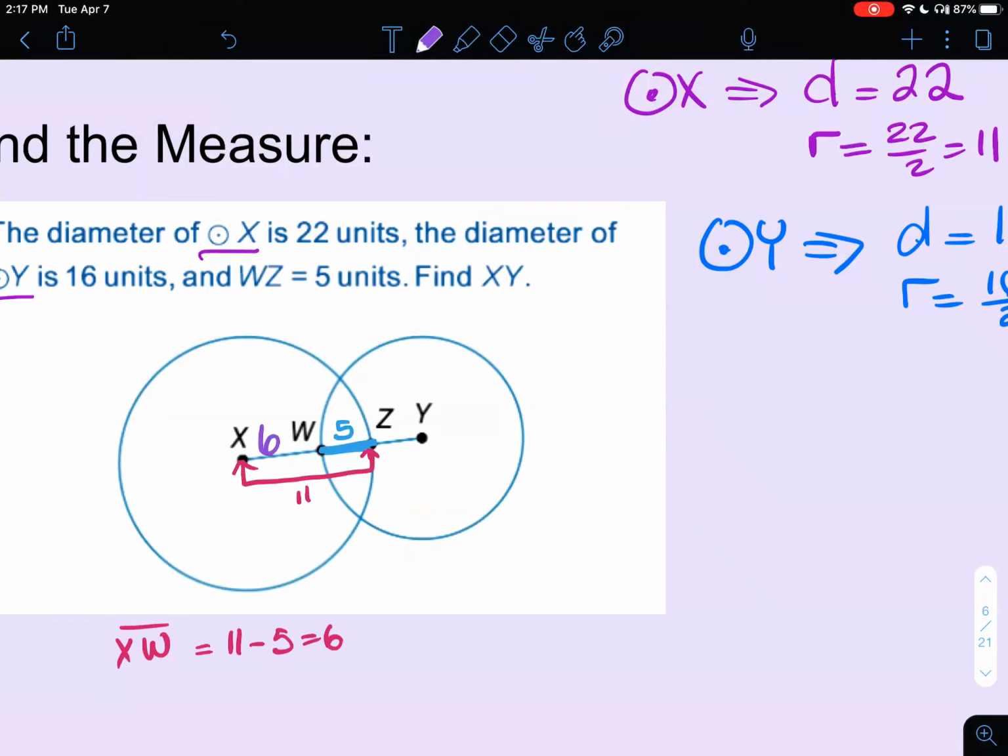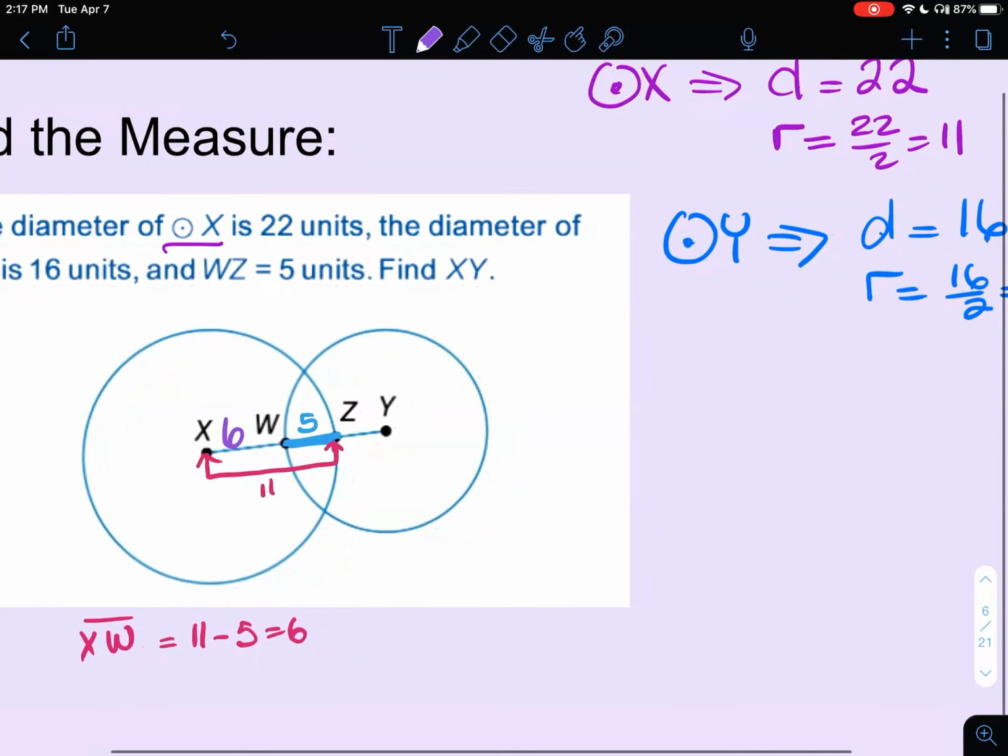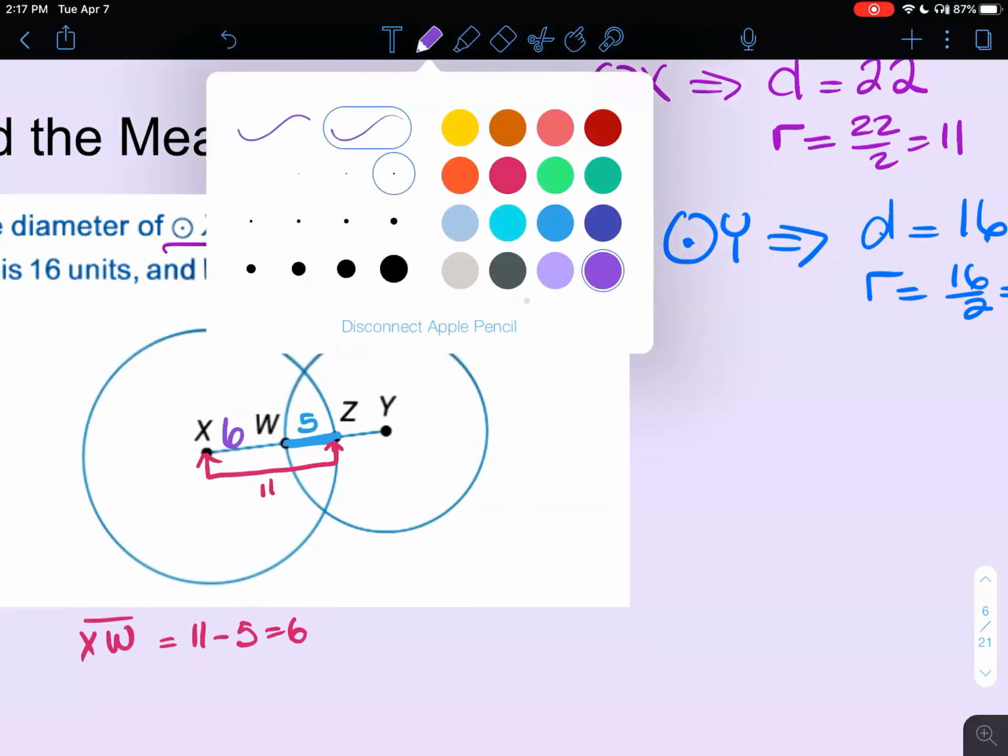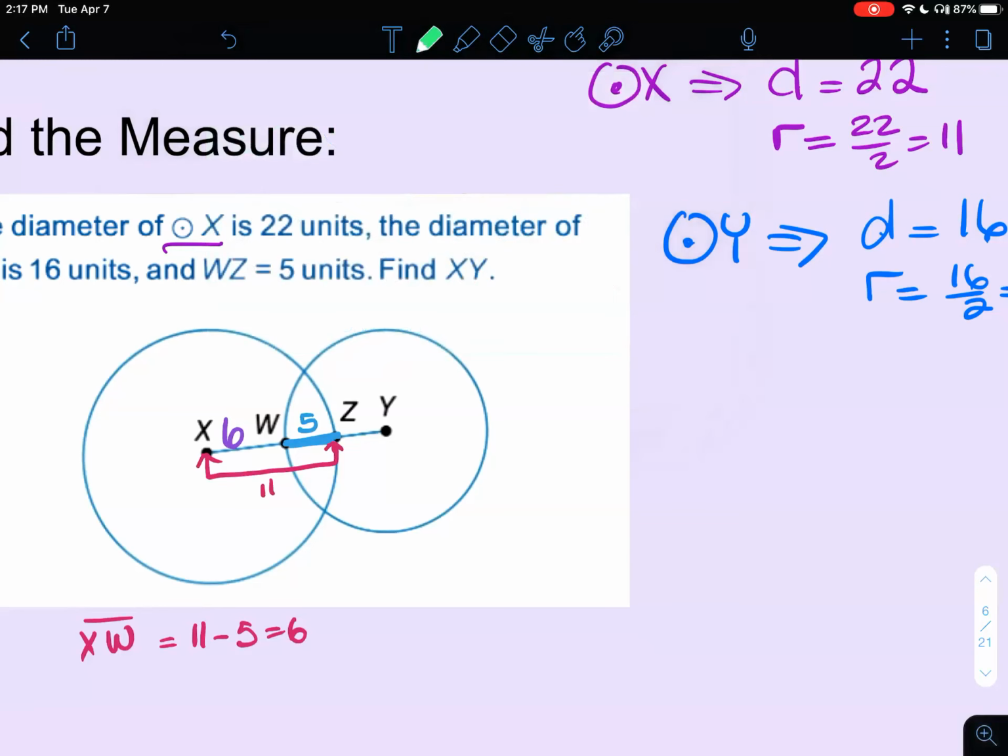All right, so now to find ZY, well, we need to kind of go back a little bit and remember that our circle Y has a diameter of 16, and that means our radius was 8. So that means from Y to W was 8. We again know that WZ is 5. So to find ZY, we would do 8 minus 5, which is equal to 3.